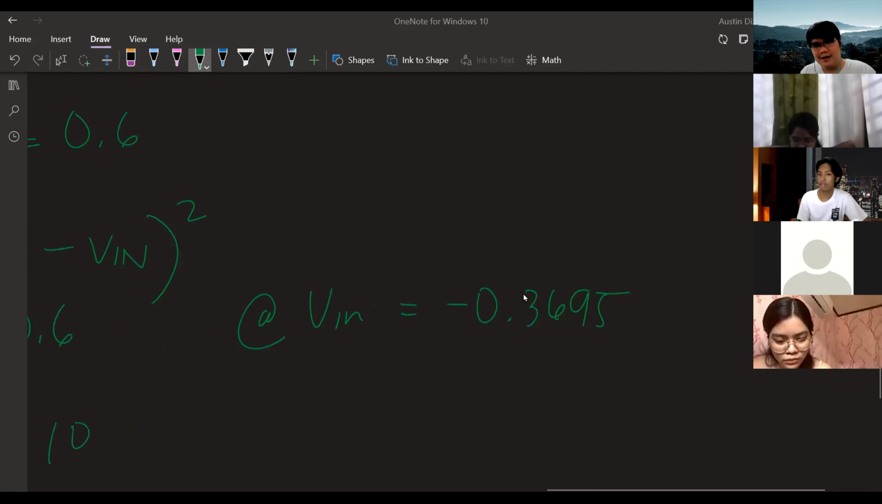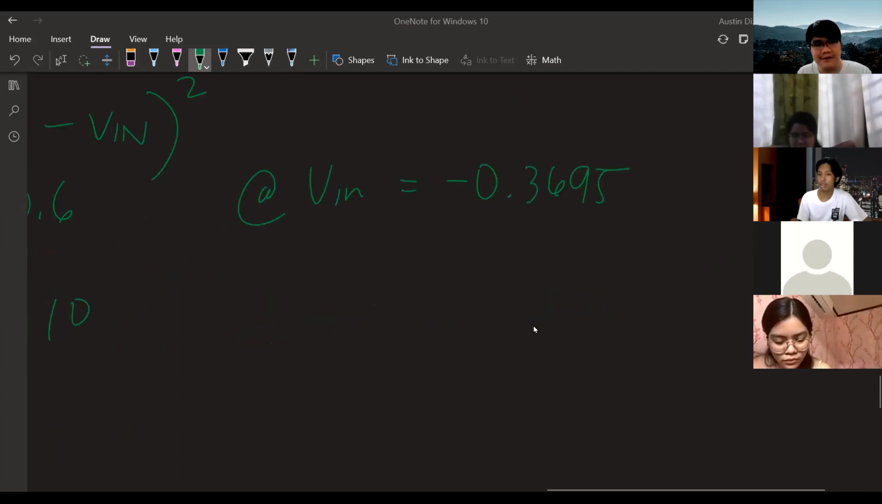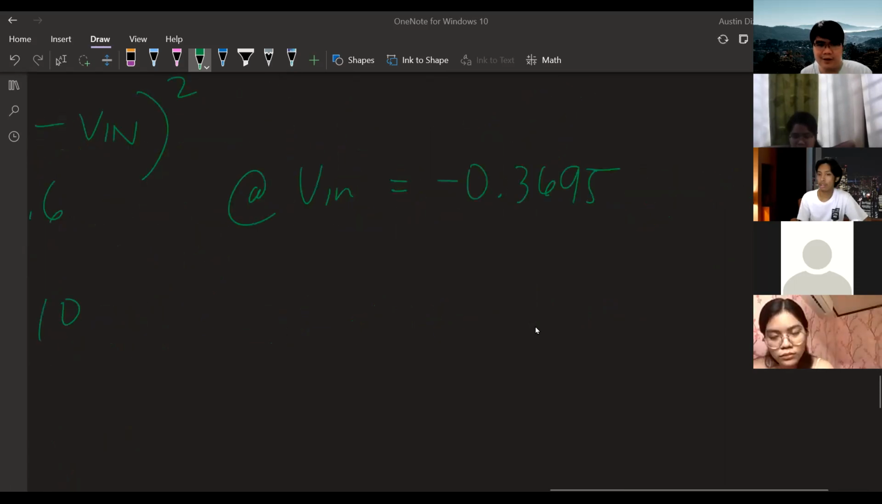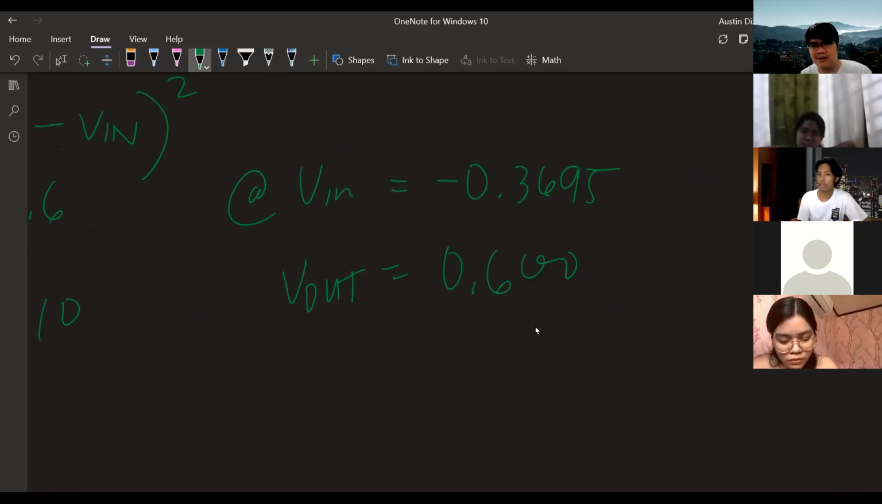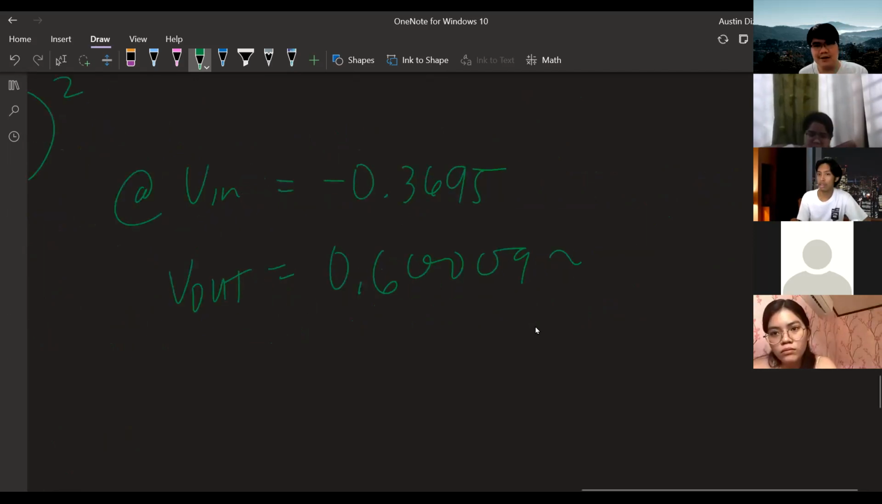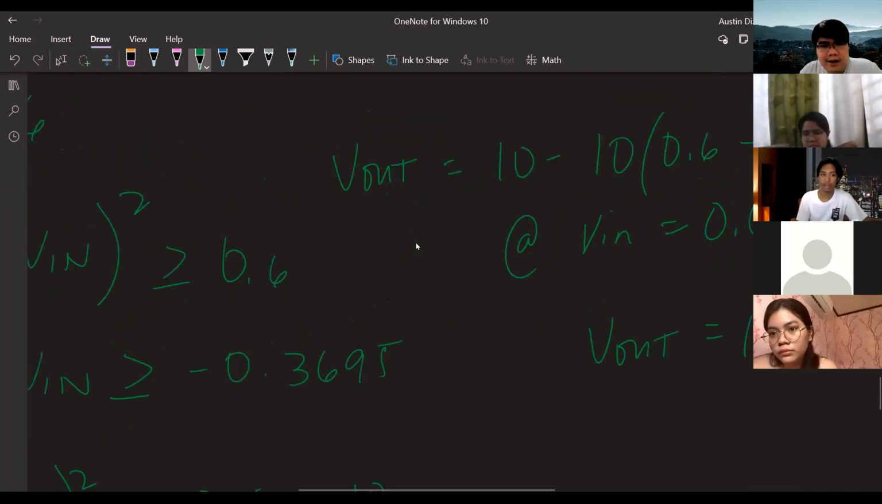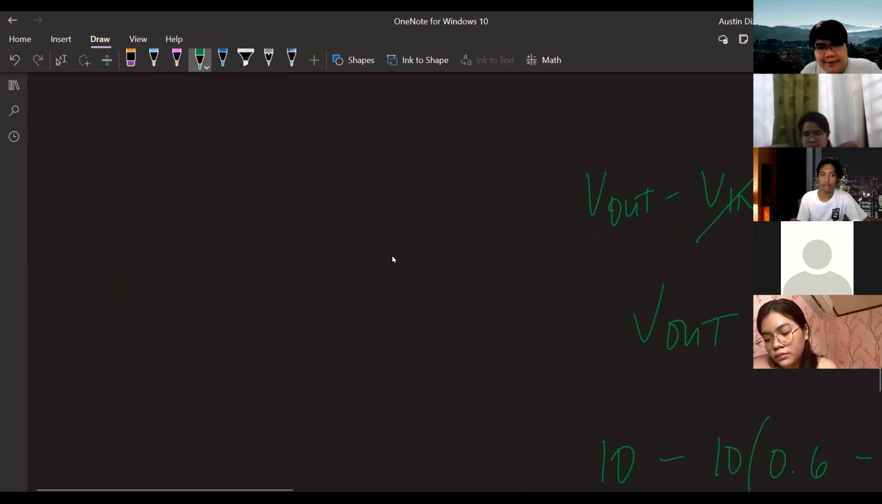Okay, going back at negative 0.3695, you plug in that to your value and you will obtain V out to be 0.600009 something. Okay, basically 0.6 volts. Therefore, V out runs from 0.6 to 10. Okay? Okay, so that's it for that example.